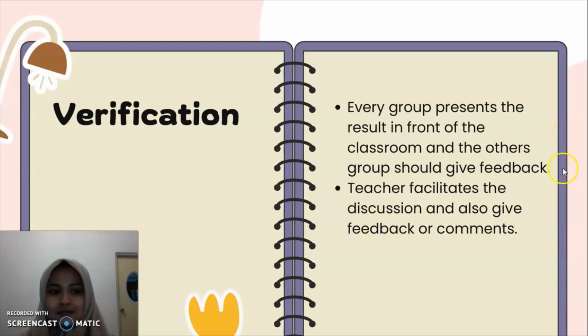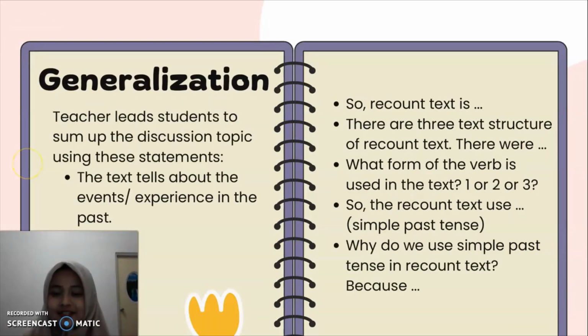The last step is generalization. The teacher leads students to sum up the discussion topic using these statements. The text tells about events or experiences in the past. There are 3 structures of a recount text. There are orientation, events, and reorientation.